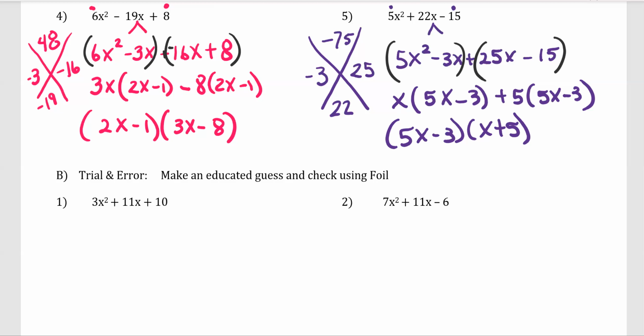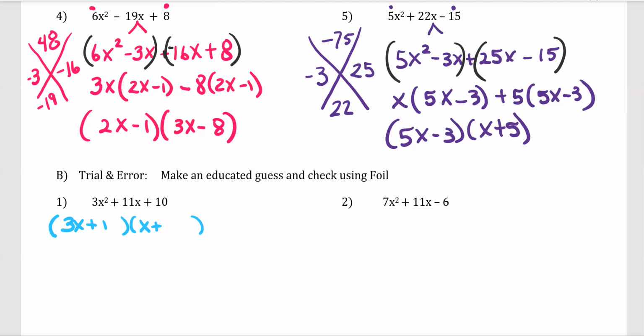Another option for factoring is trial and error. This is where you're going to make an educated guess, and then you're just going to check by FOIL, which means you're going to multiply it together. This could be very time consuming if the numbers have several factors, but since 3x squared can only be 3x times x, we can set that up. Everything is positive, so we can put positive signs, but then we have the factors of 10.